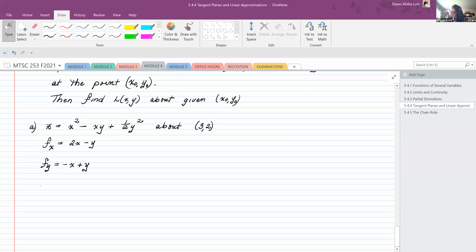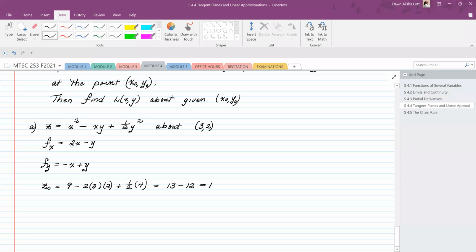Okay, so z naught is going to be 3 squared, which is 9, minus 2 times 3 times 2 plus 1/2 of 4. So that is 13 minus 12, which is 1.